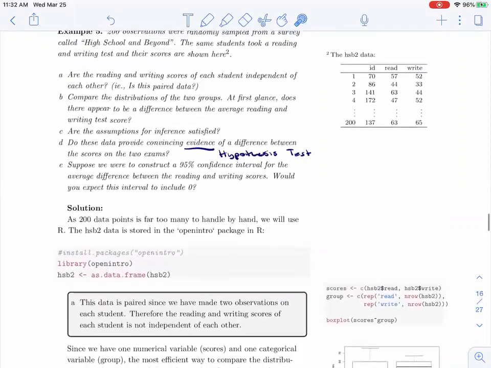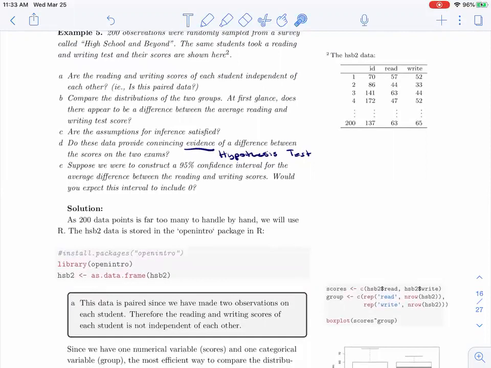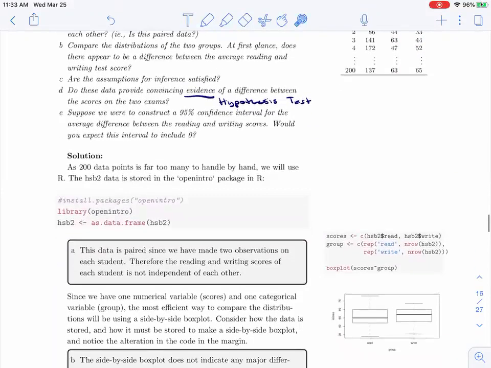So first thing we're going to do is just argue that this is paired data because we've got 2 observations on the same individual. And so you would just argue it this way. It's not something that I would get you to do. I would never get you to argue it.